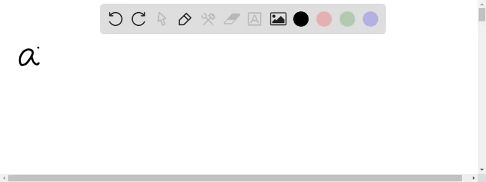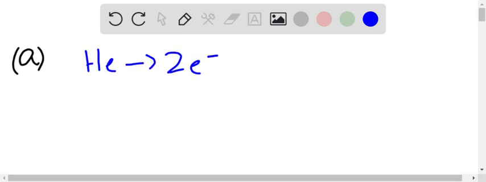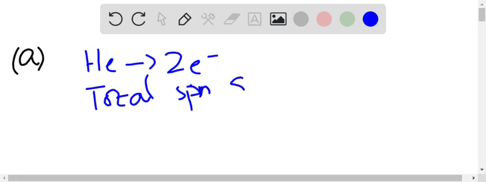So for part A, helium has two electrons, meaning that the total spin S can either be 0, that means singlet, or it could be 1, which means triplet.